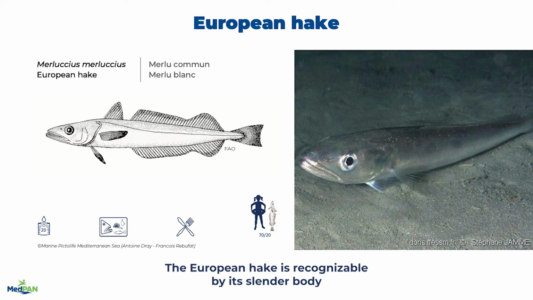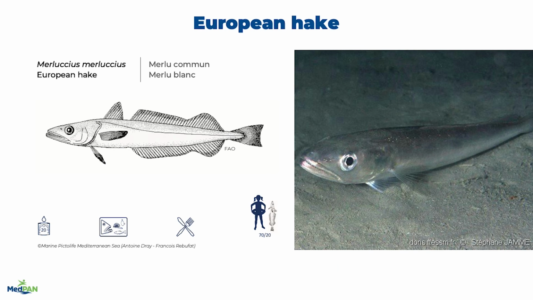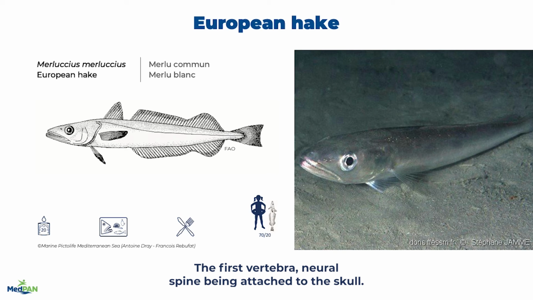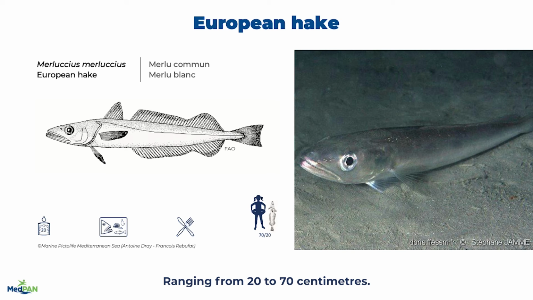The European hake is recognizable by its slender body and a distinctive black color inside its mouth and gill cavities, while the second dorsal fin and the anal fin are serrated. It has around 50 vertebrae, the first vertebra and neural spine being attached to the skull. They reach maturity at an average length of around 42 centimeters, ranging from 20 to 70 centimeters. They can weigh up to 15 kg and live up to 20 years.